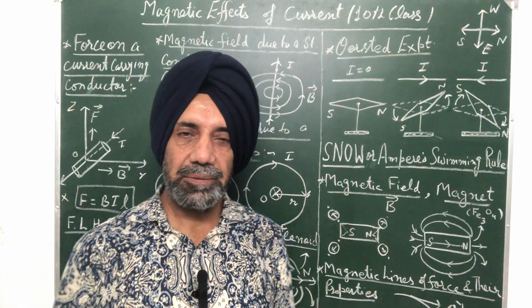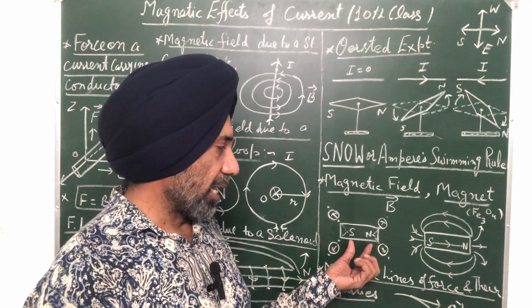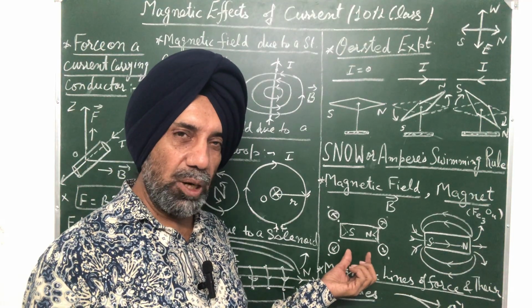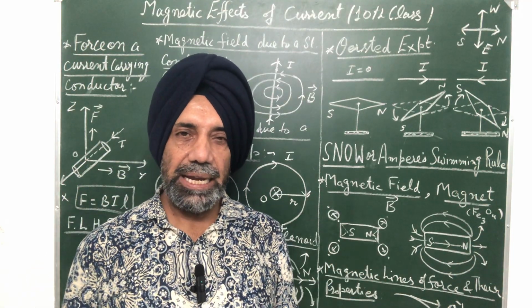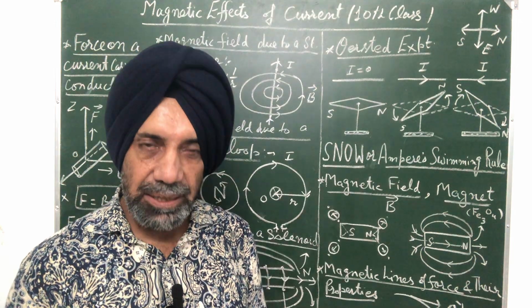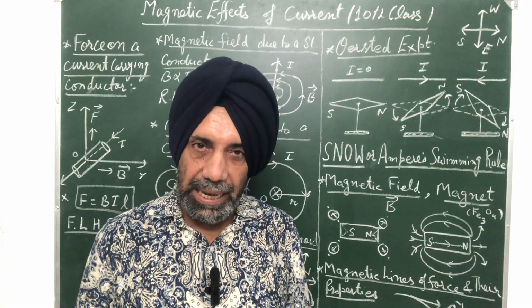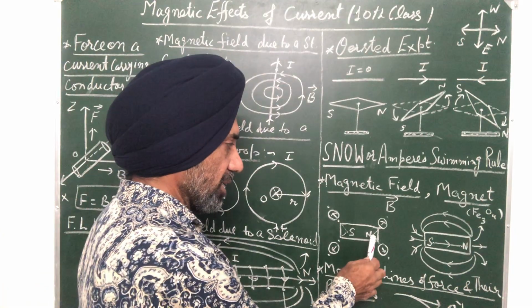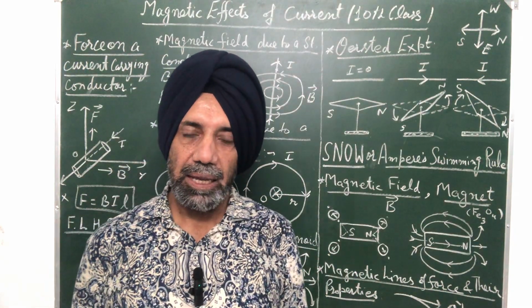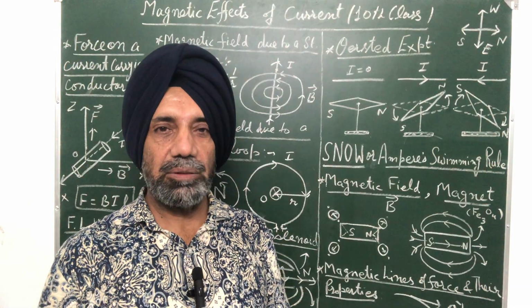So bar magnet has two poles, north pole and south pole, which lie inside the magnet near its ends. It means magnetic length, which is known as distance between north and south pole, is always less than the length of the magnet itself.